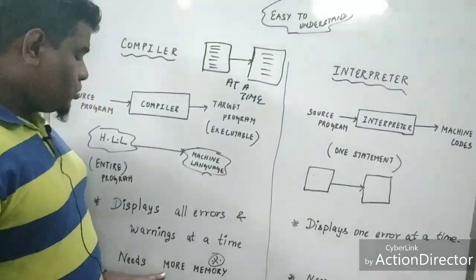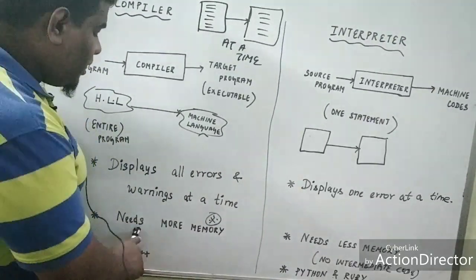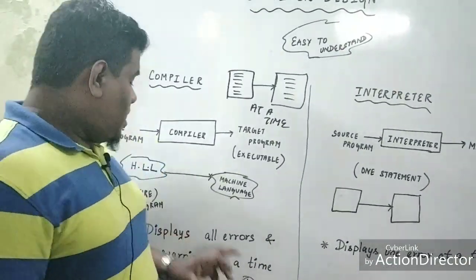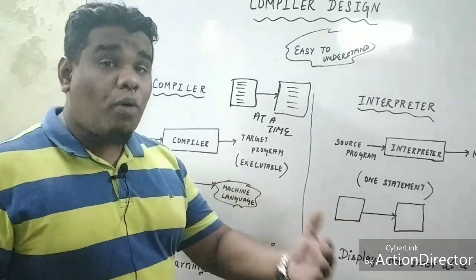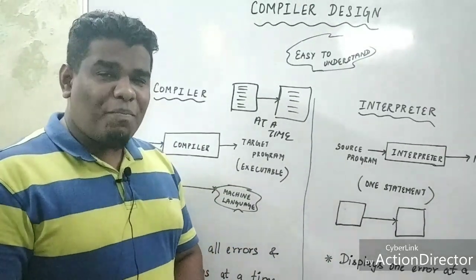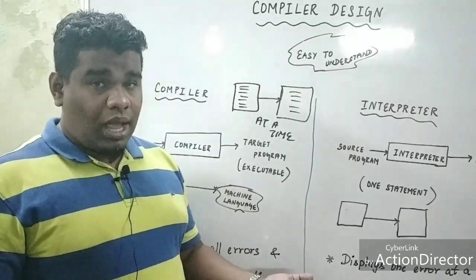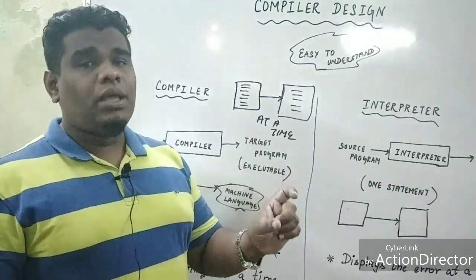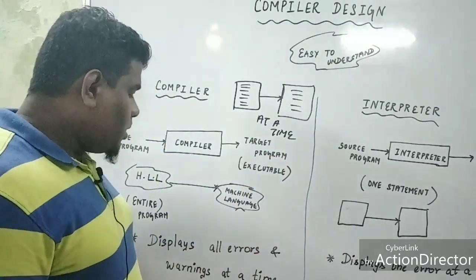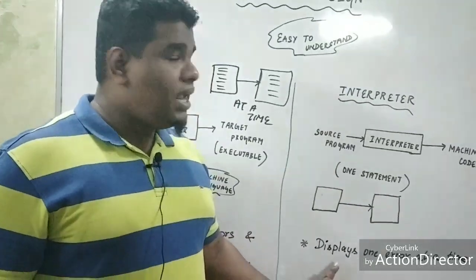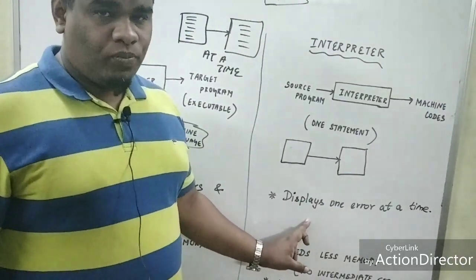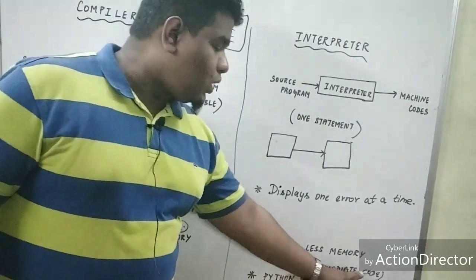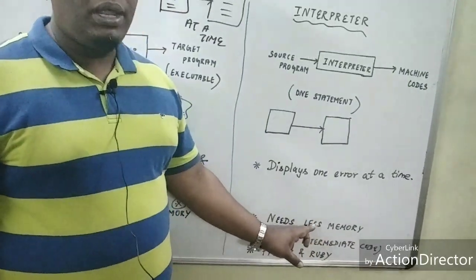And coming back to the memory concept, the compiler needs more memory. Do you know the reason why it needs more memory? Because this compiler will produce the object code every time. Whenever you compile the program, it will produce the object code. I mean, it has the intermediate codes. So intermediate code may take some memory. So it occupies more memory, whereas in the interpreter, there is no need of occupying more memory. Means what? There is no intermediate code generation. So it occupies only less memory.